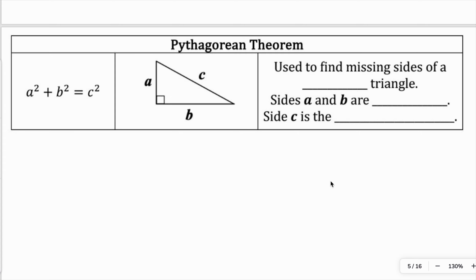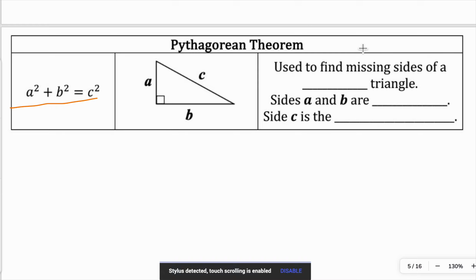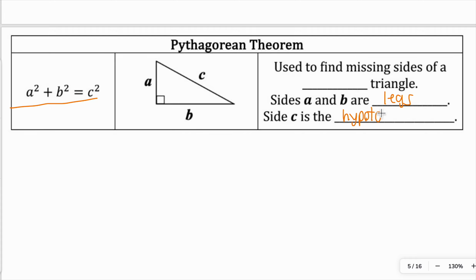This is the Pythagorean Theorem. You probably have already seen this before, sometime in Algebra 1 or in a previous math class. So we have a squared plus b squared is equal to c squared, where a and b are legs and c is the hypotenuse. So this is used to find missing sides of right triangles as well, okay?